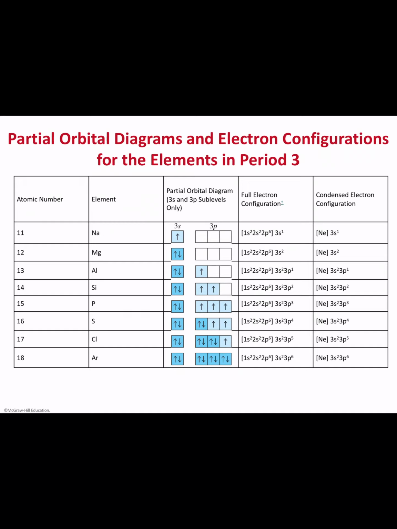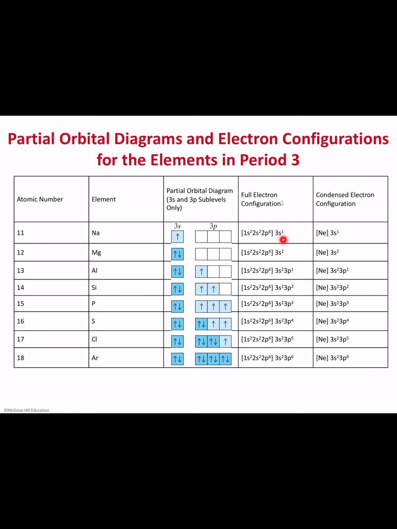Partial orbital diagrams and electron configurations for the elements in period 3. So what do we have in period 3? In period 3 we have neon, sodium, magnesium, aluminum, silicon, phosphorus, sulfur, chlorine, argon. And we can see how the electrons have been filled up. So for the partial orbital diagram, this is in period 3. Sodium is in group 1. The outermost shell has a 3s electron, 3s1. And then the full electron configuration for atomic number 11 would be 1s2, 2s2, 2p6, 3s1.